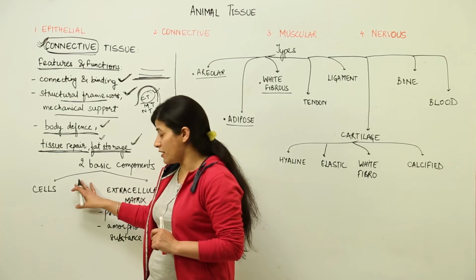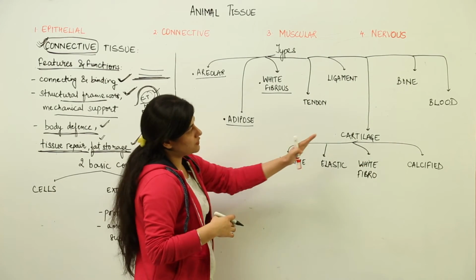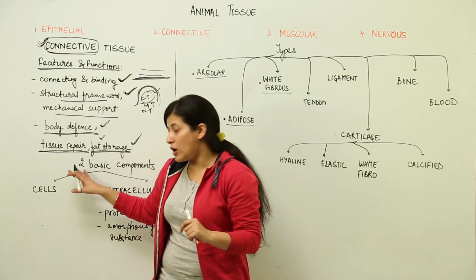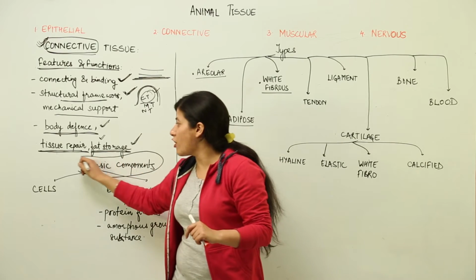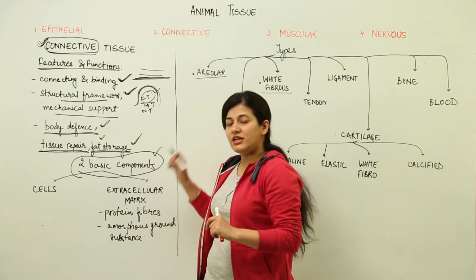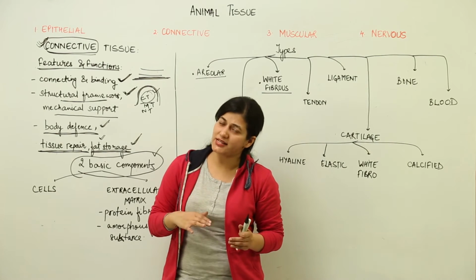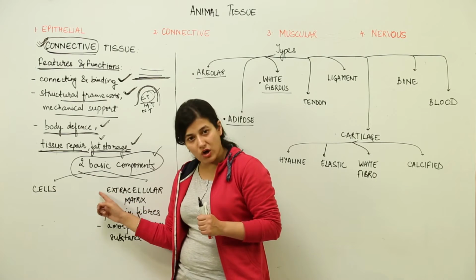Now when we talk about this classification that you can see over here, there are 8 different types of tissues, as you can see. How is this classification made? It is made on the basis of the 2 basic components which form this connective tissue. We talked in epithelial tissue that there is not much of matrix, there are only cells which are resting on a basement membrane. In this case we have 2 basic components.